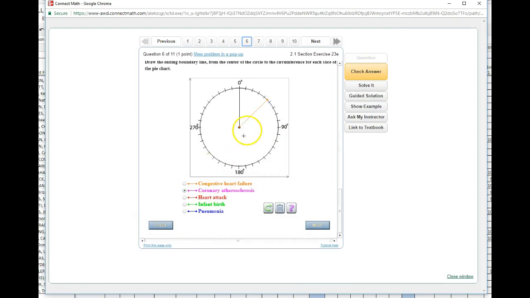So I'm going to come here, click on the center, again as close to the center as I can get, and then come out to 113. So here's 90, 100, 110, so 113's about there. Okay?